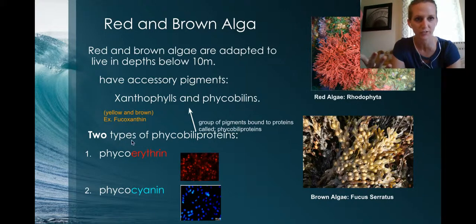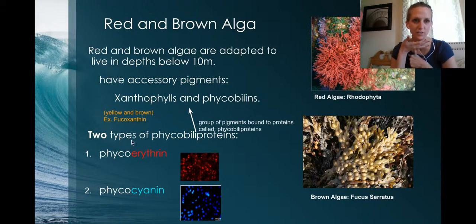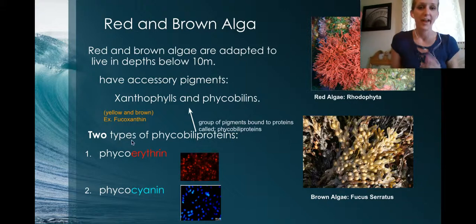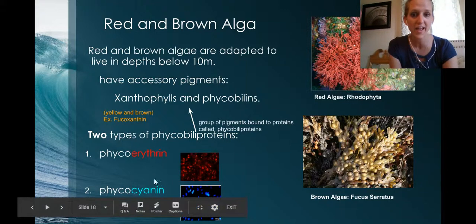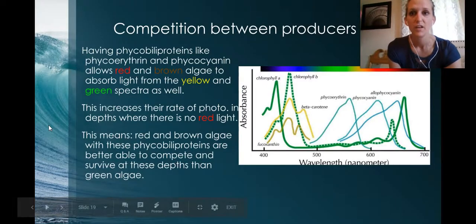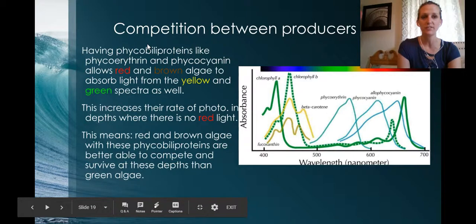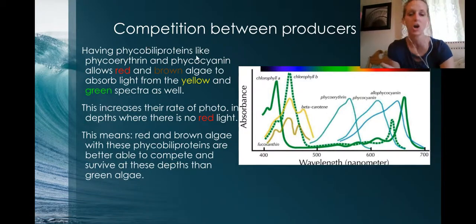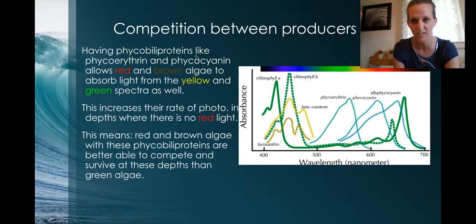You don't talk about these words. These aren't things you commonly use. You've known chlorophyll forever because you talk about that in grade school, but I'm expecting you to know what these other pigments are. Have these in your head. Many of you know what cyan is because you know that cyan is blue, so phycocyanin is going to be showing blue. So having these phycobiliproteins, or the phycobilins, phycoerythrin and phycocyanin are examples of phycobiliproteins. They allow red and brown algae to absorb light from your yellow and green spectrum.